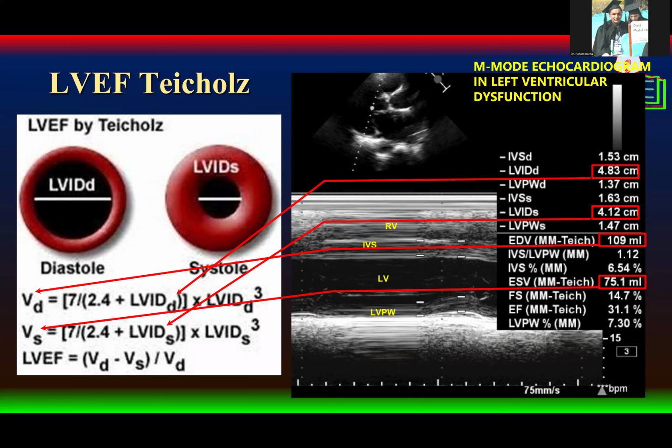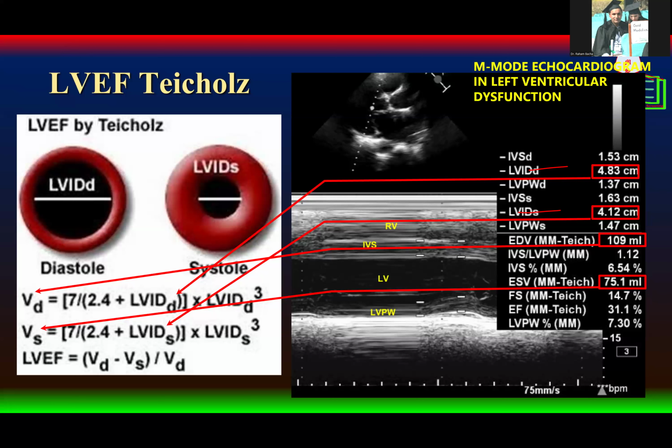Interventricular septum in systole, and then left ventricular dimension in systole. So here you can see the internal dimension in systole. This is the internal dimension in diastole. So this is 4.83 during diastole, and during systole it is 4.12. So the difference is due to the contraction of the heart.